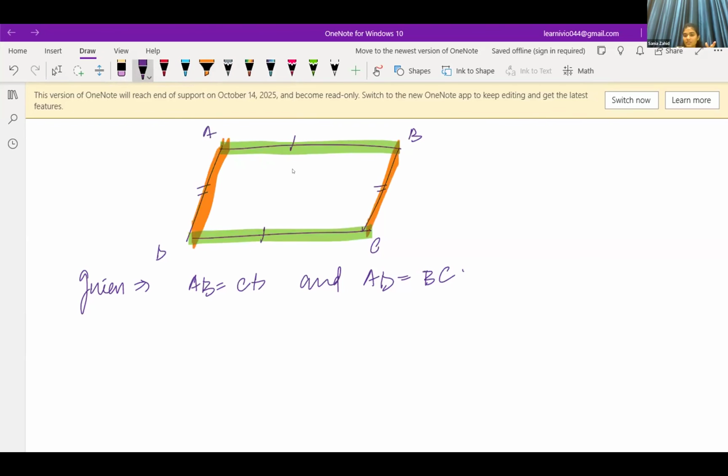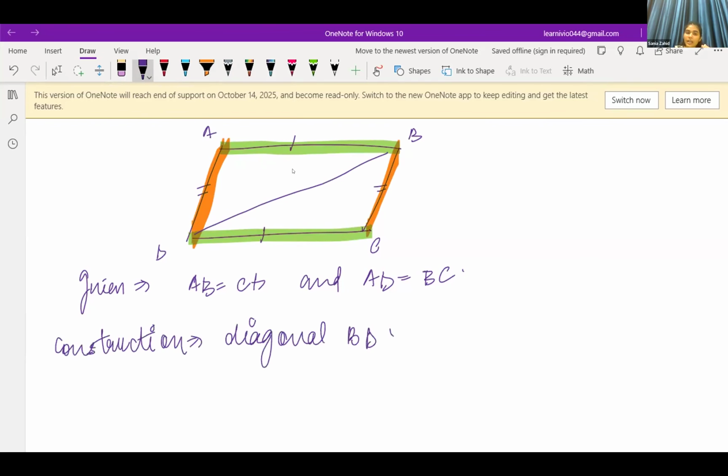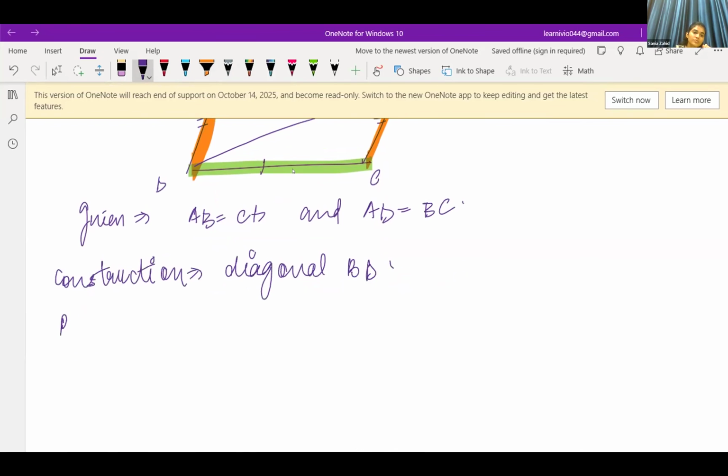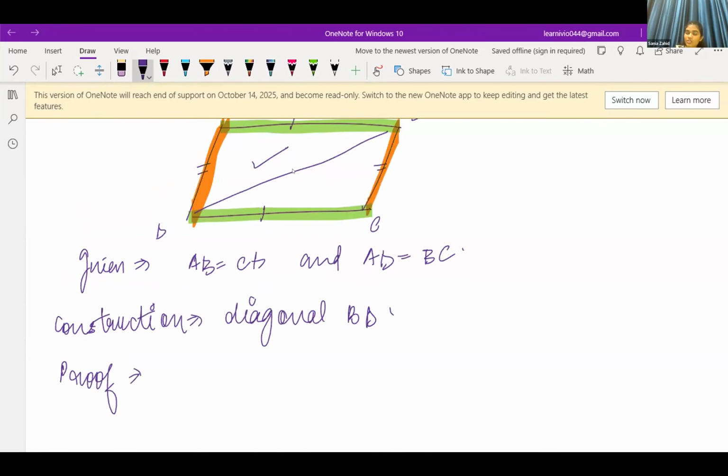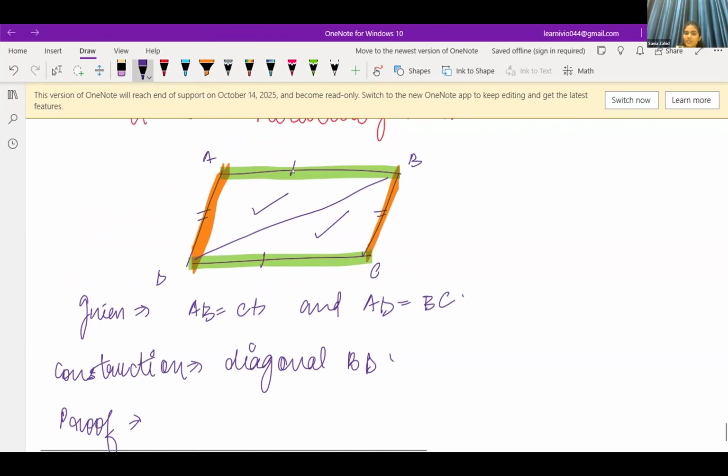So it's actually very easy. Then what I will do is draw a line, just do construction, diagonal BD. Okay, and now what is the proof? If I'm able to prove that this triangle is congruent to this triangle, that's also very easy. Why? Because by SSS you clearly see this side is equal to this side, this side is equal to this side, and this side is common.